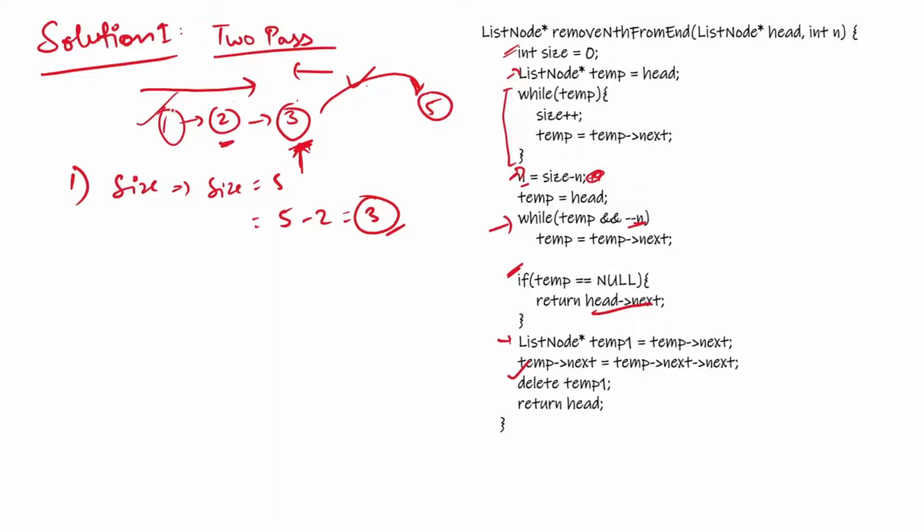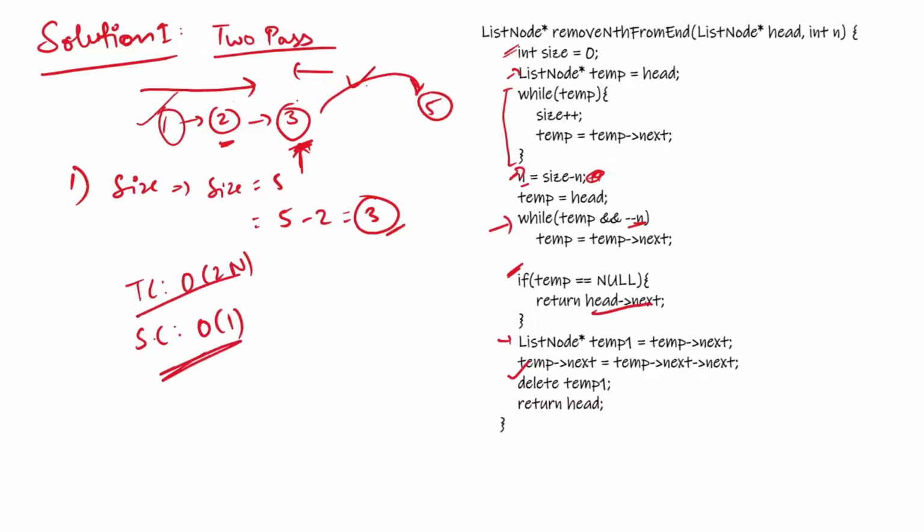So these are the two parts. In the first pass we calculate the size, and in the second part we delete the node. So can we solve it in a single pass? The time complexity, we can say, is 2n. And the space complexity, because we are not using any extra space, is O(1).